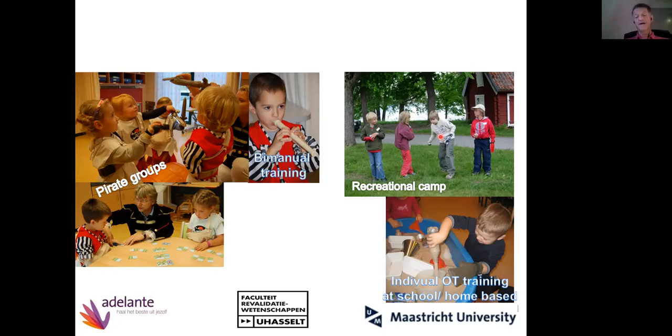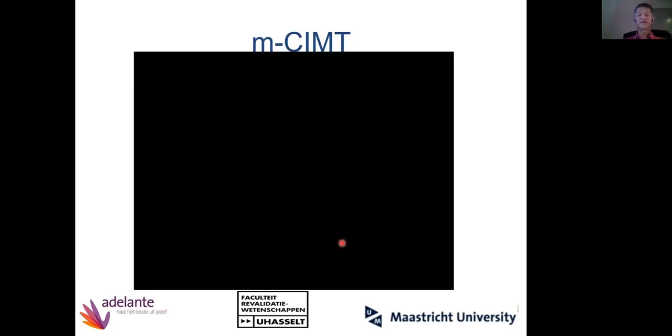The first study ever was based on teenagers, and they called it a recreational camp in Sweden. They put gloves on the non-affected or less affected hand, and the kids did a recreational camp with all types of activities, only hampered by a glove. Very popular became individual occupational training within constraint-induced movement therapy for younger kids, embedded in schools and home-based, and all showed equal effectiveness.